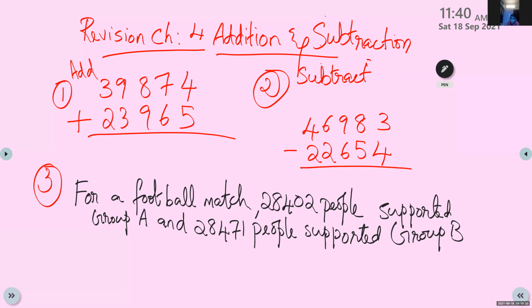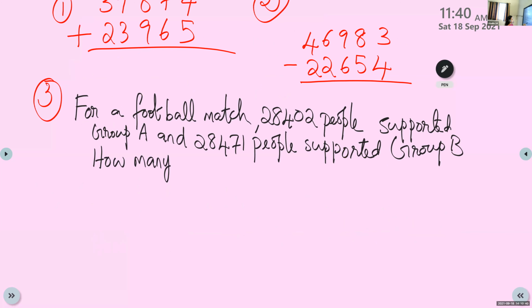For a football match, 28,402 people supported Group A and 28,471 people supported Group B. How many total number of people? Ma'am, the third question you want to write? No need to write the question, but you have to write the answer with the steps. How many total number of people supported both the teams?